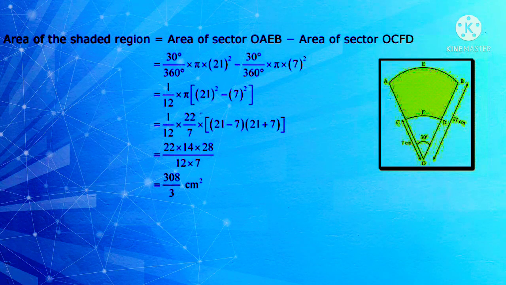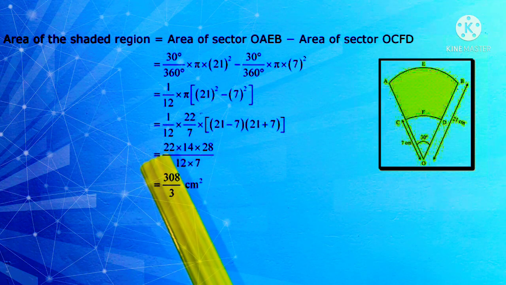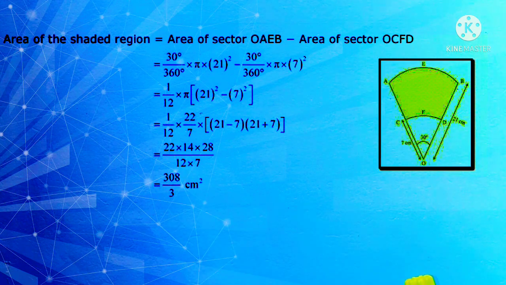And now from here theta by 360, if we cancel this one, then here remain 1 by 12 into pi, we keep pi same, and then we take right here 21 square minus 7 square. So here it is of the form a square minus b square formula. So that's why here we have to apply a plus b into a minus b. Is it clear? So that's why here we write after that 1 by 12, pi means we can write 22 by 7, and then we write 21 minus 7 into 21 plus 7, a plus b into a minus b.